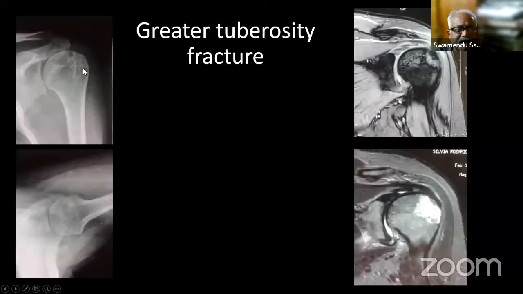Sometimes in the X-ray picture it may be missed, but in young people, if there is gross tenderness, you can do the MRI, just to understand whether, like your marrow edema, what we see in the knee, you can find this sort of marrow edema, a small crack in the greater tuberosity.